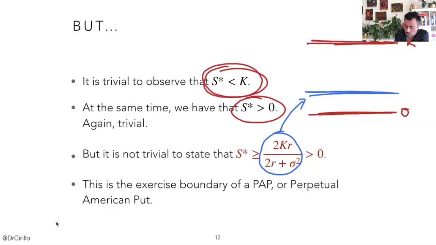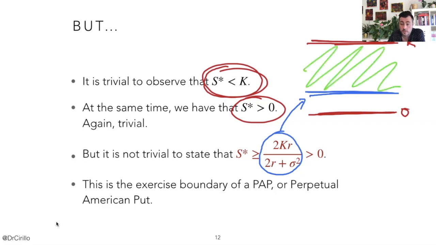What we will have is that we can restrict our attention instead of the interval 0 to k to the interval 2kr over 2r plus sigma square to k. Okay, so this will be the new area we will consider. Now, interestingly, this lower bound is not something that I've invented. So it's not something that this morning I woke up with in my mind. This is, interestingly, the exercise boundary of a special type of American put, the so-called Perpetual American Put.